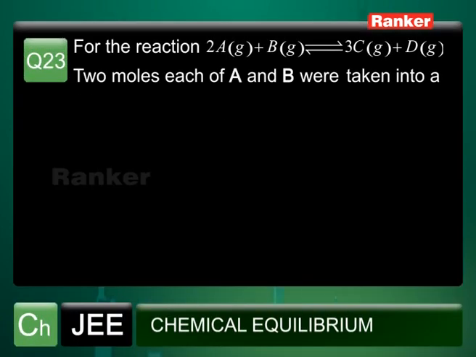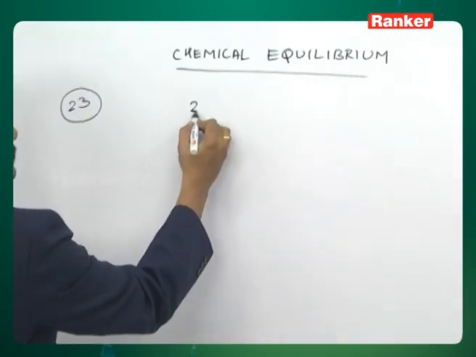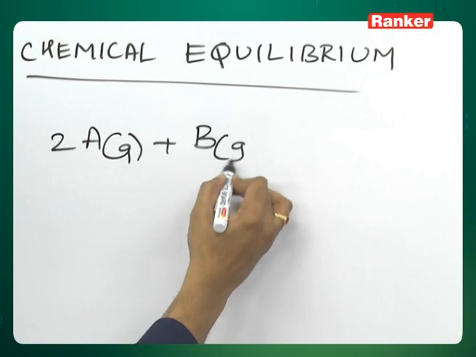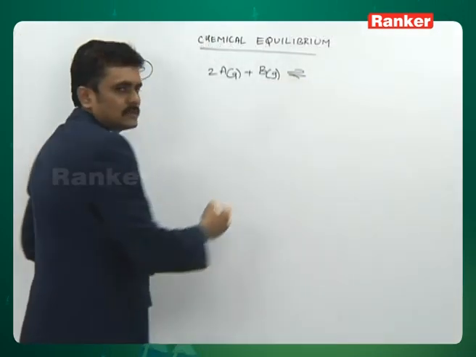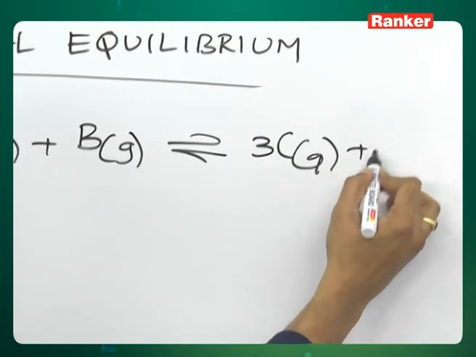Now we have the equilibrium reaction. 2 moles of A react with B to produce 3 moles of C and D. 2 moles each of A and B were taken in a 1 liter flask. Then which of the following must always be true when the system has attained the equilibrium? Now when I am writing the concerned equilibrium reaction, 2A is reacting with 1 mole of B in gas phase to give you 3 moles of C and D.